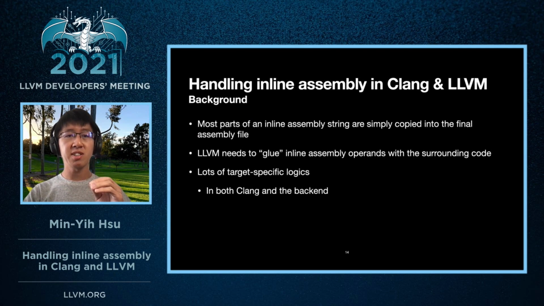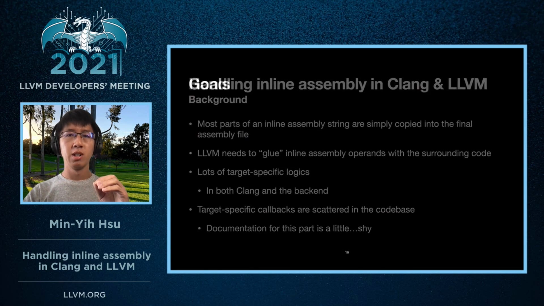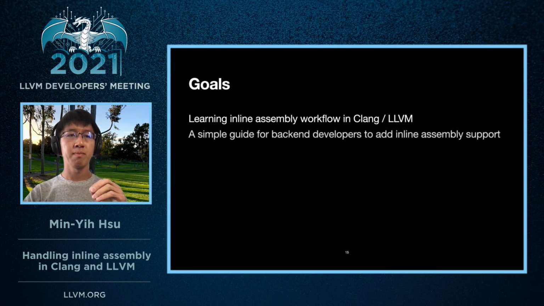This involves a lot of target-specific logic, which means that backend developers need to implement a lot of callbacks to express target-specific information. These callbacks are scattered throughout the whole compilation pipeline, and unfortunately, there's little to no documentation for this part. So the goal of this talk is, first, of course, to learn how inline assembly is handled in Clang and LLVM. And more importantly, to serve as a simple guideline for backend developers to add inline assembly support for their future targets.